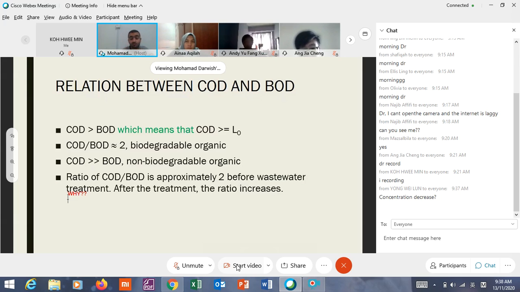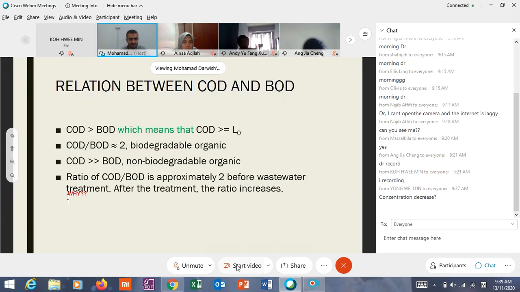COD over BOD was 2 before treatment. Now, after treatment, what does it mean? It means that we are removing the biodegradable organic through biological treatment methods and so on. So a good portion of the biodegradable organics was decomposed by the bacteria. That's actually what happens in the treatment.